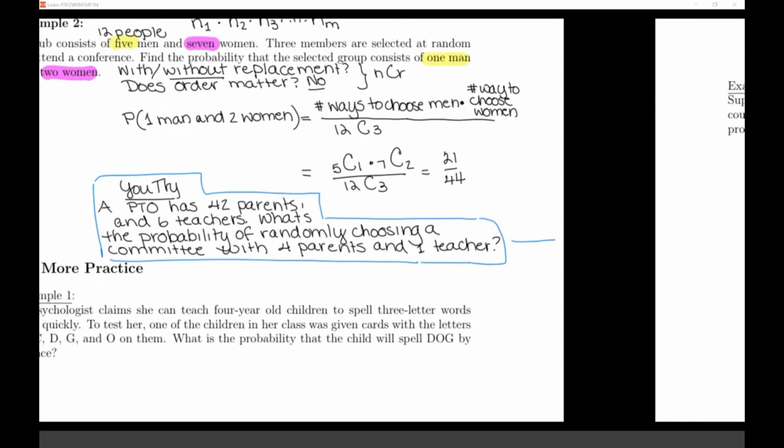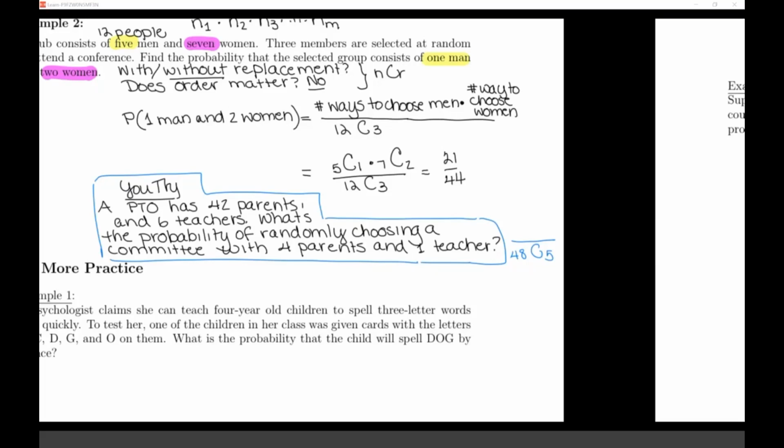Basically, I want to choose a committee of 5 people out of a total of 48 people, the 42 parents and the 6 teachers. So my denominator is going to be 48 choose 5. And again, just like the example with the men and the women in the club, I'm not replacing people back in the pool if they wind up on the committee, so it's without replacement. And again, it's a committee, no special roles for anyone, so order doesn't matter.